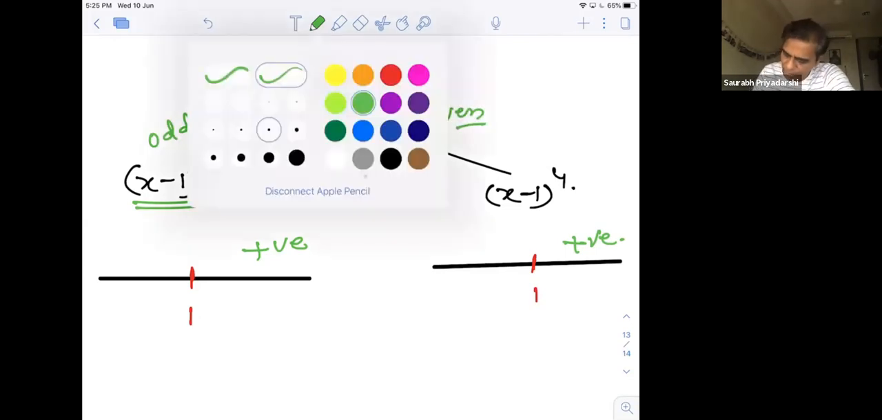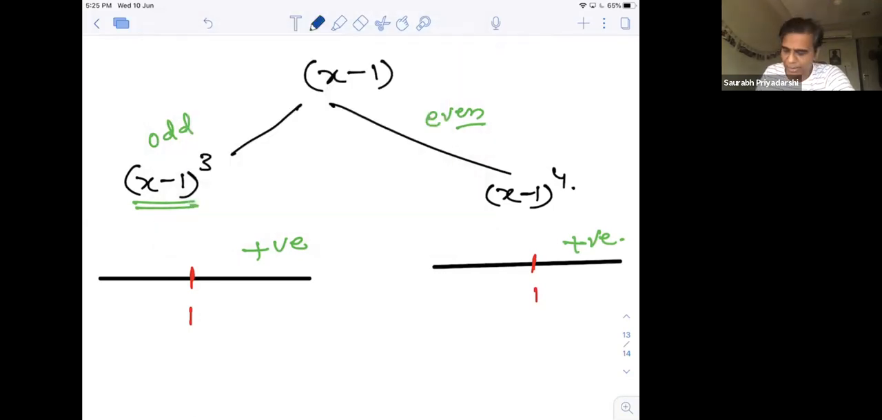Next, if you are putting any value less than 1, in this case, this one has an odd power, so it will change the sign to negative. The first one has the odd power, so this will change the sign as negative. But in the other one, this will not change the sign as negative. This will be positive, because if you put any value less than 1, x minus 1 will be negative, but this has even power, so this will make the number positive.